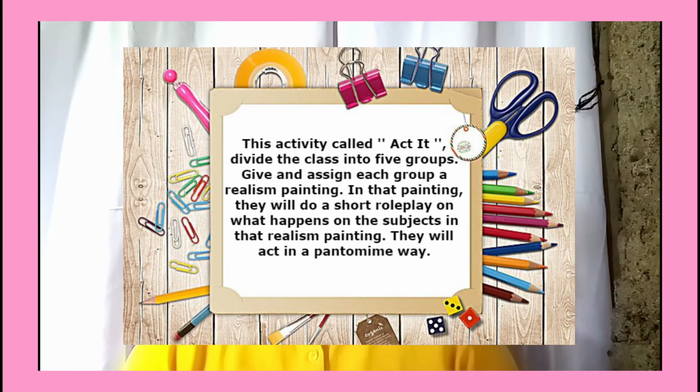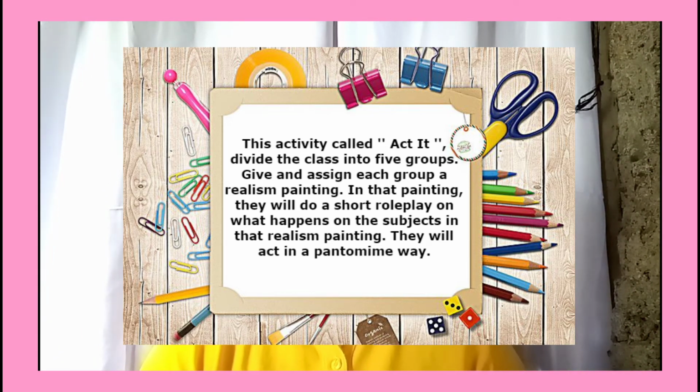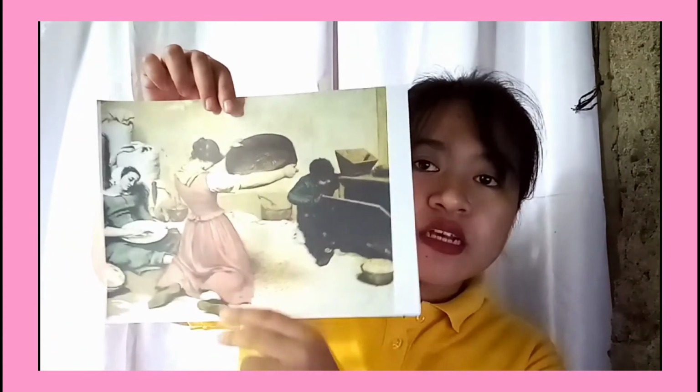This is an activity that I have made, called Act It. I will divide the class into 5 groups and assign each group a realism painting. In that painting, they will do a short role play on what happens on that subject in the realism painting, and they will act it in a pantomime way. So, for example, I will assign this painting.